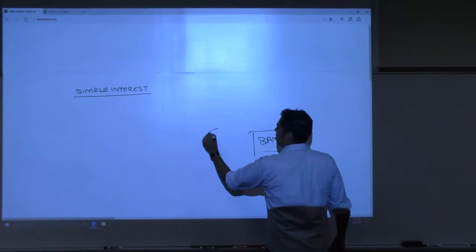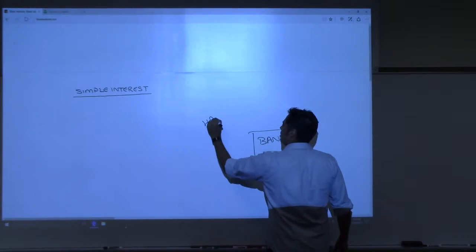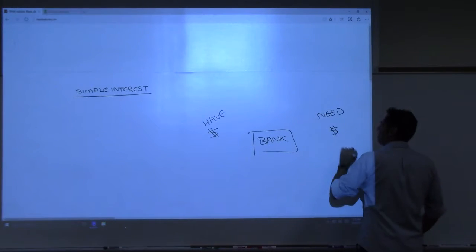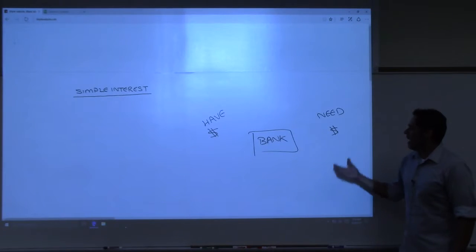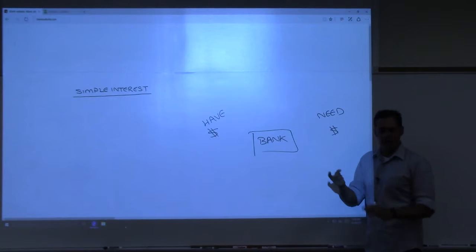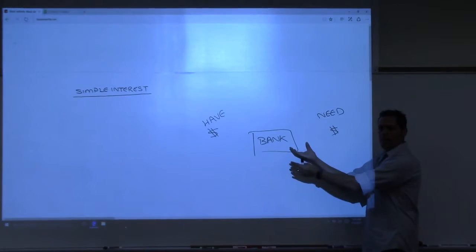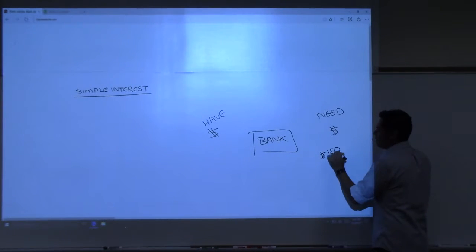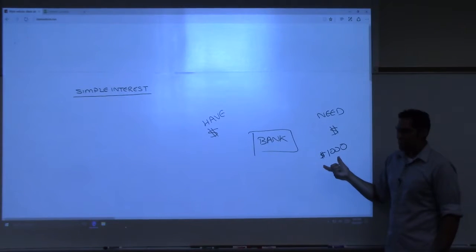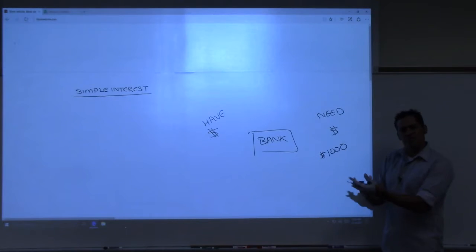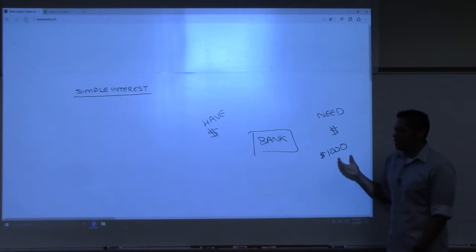you've got the people who have the money, and you've got the people who need money, right? So the people who need money go to the bank, and the bank gives them money in the form of a credit card or a loan or something like that. You want to buy a car, so they loan you the money. Let's say for a simple example that you borrow $1,000 from the bank. They say, here's the $1,000, and we're going to charge you interest.